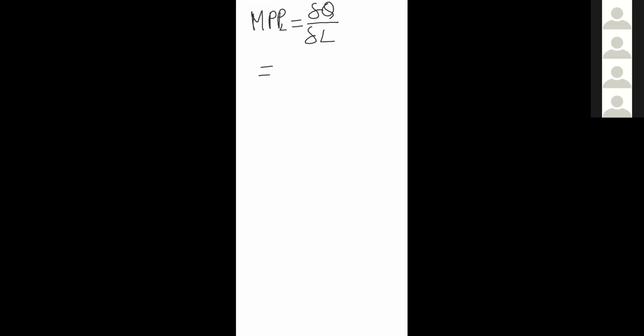So Q means L into phi of small k. Here Q means L into phi of small k divided by del L. Okay. So we have to apply the UV formula of differentiation.